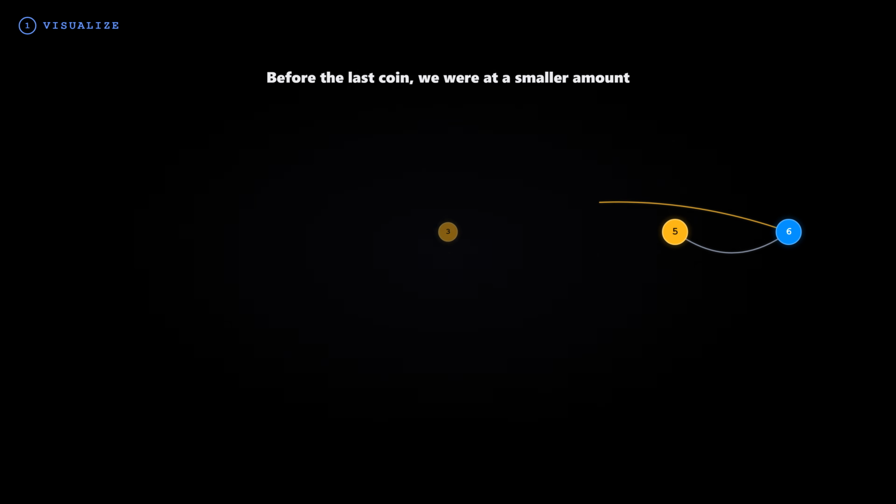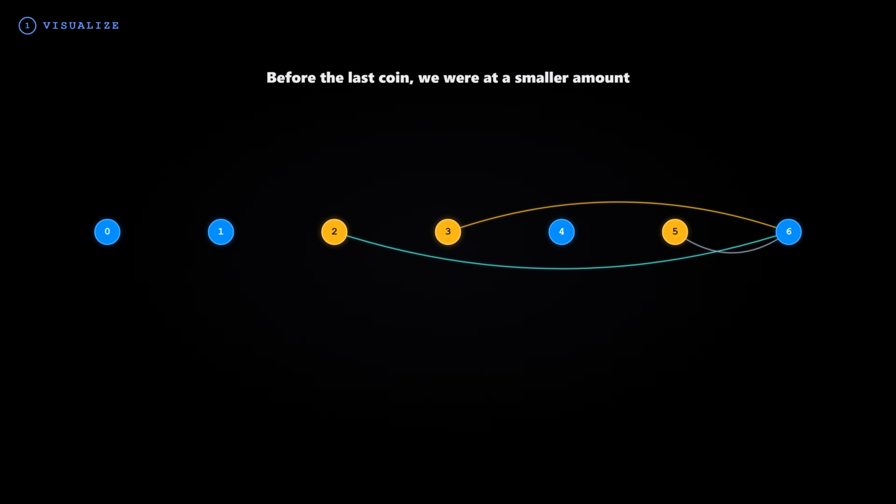Alright, step 1. Visualize. Whenever I'm stuck on a DP problem, the very first thing I do is try to draw it out to look for structure. Think about what's actually happening when we try to make 6. Right before we place our last coin, we must have been at some smaller amount. If our last coin is a 1, we were at 5. If it's a 3, we were at 3. And if it's a 4, we were at 2. Each of those smaller amounts can be broken down in the exact same way, which is already a huge hint that we're dealing with a recursive structure here.